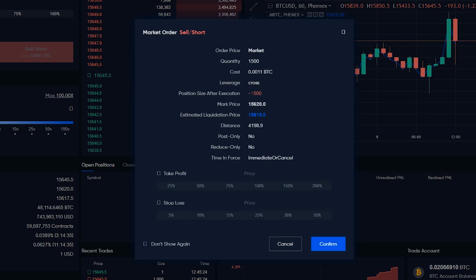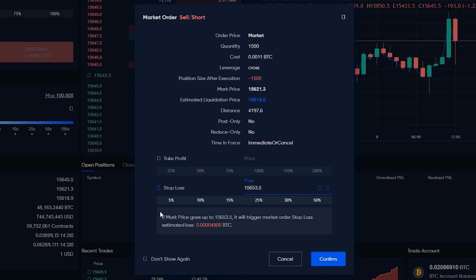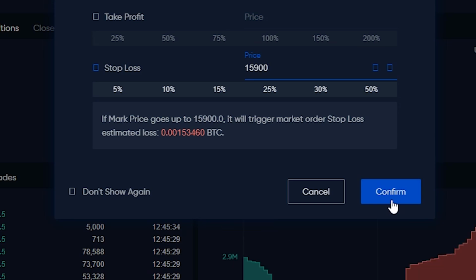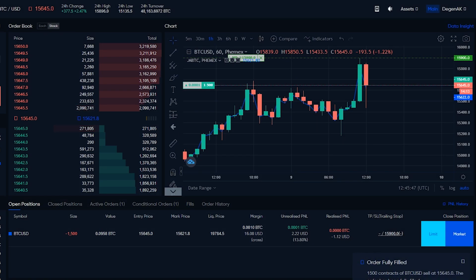So we open a sell position. This is for 1,500 contracts. And we'll set a stop loss because remember, we know this is really important. And last time we determined the necessity of a stop loss if we ever want to successfully trade. So now we know that we won't be liquidated, whatever happens, because we have a stop loss in place. Let's confirm this and see what happens.